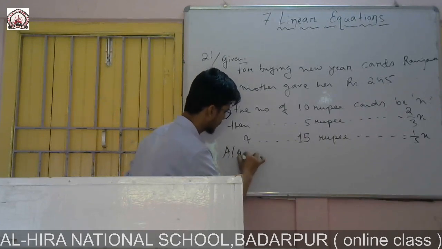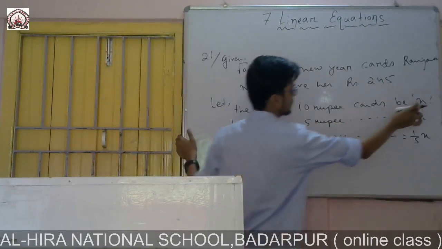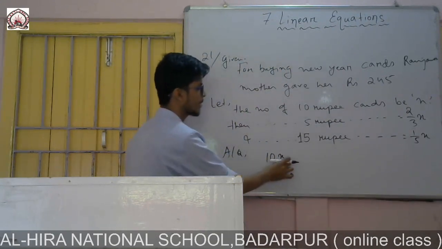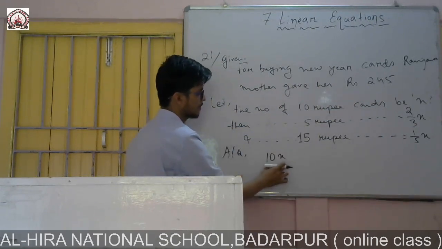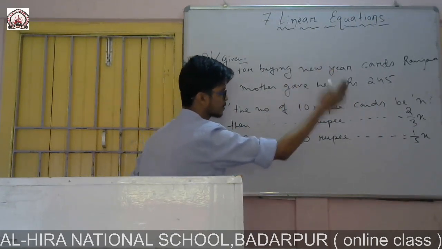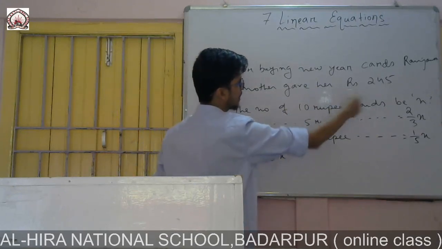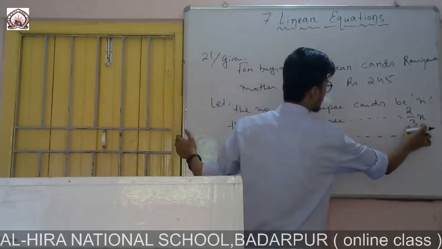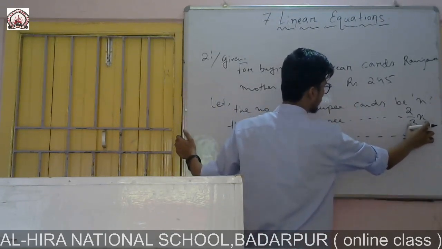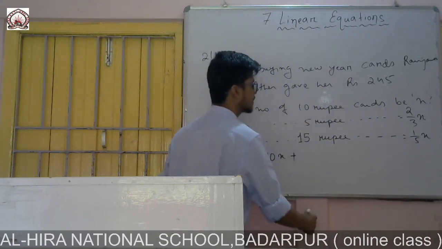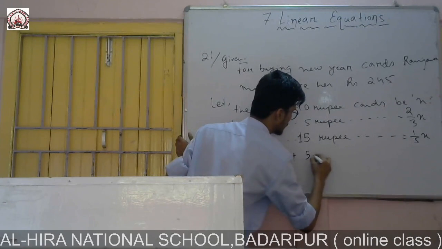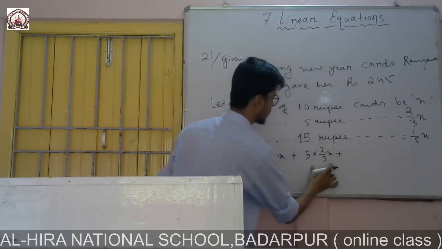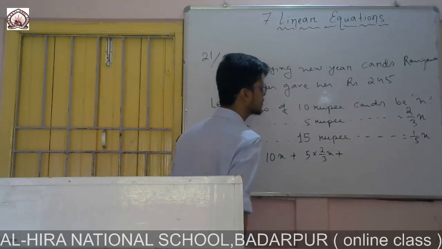So for 10 rupee cards, how many cards were there? x cards. That means it will cost her 10 into x. If there were 5 cards, then it will cost 10 into 5, 50. If there were 12 cards, then it will cost 12 into 10, 120. That means 10 into x plus, for 5 rupee cards, the number of 5 rupee cards was 2/3 of x. That means I can write 5 into 2/3 of x. That means cost for 5 rupee cards was 5 into 2/3 of x.